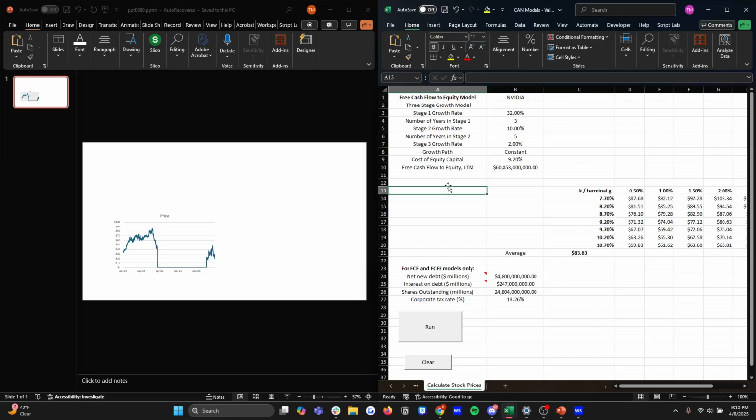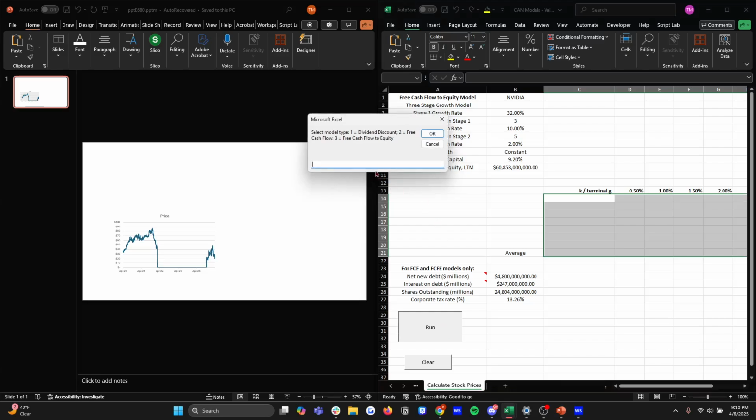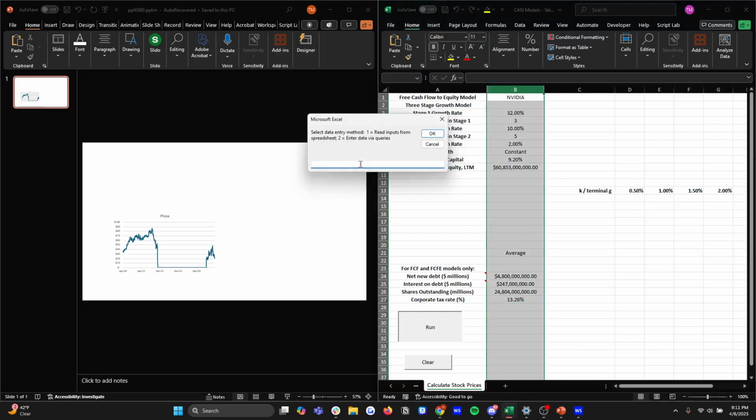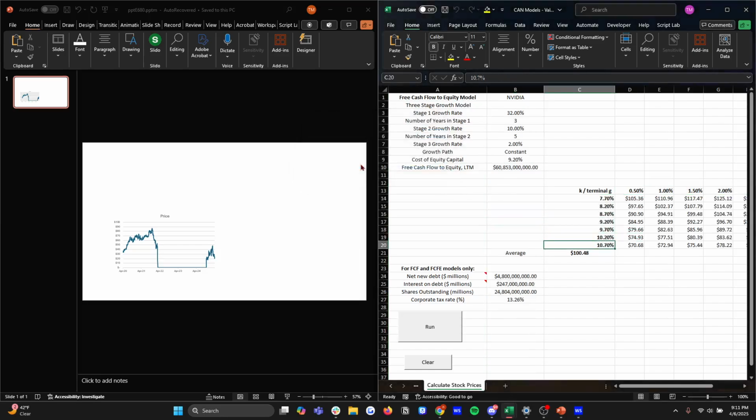All right, so once you're squared away to be able to click run, then it'll ask you, what type of model are you doing? Well, we're doing the free cash flow to equity model, so that's three. And then how many growth stages? We did three growth stages. You probably should have at most two, to be fair. And then we're using constant growth. And then you want it to just read the input from the spreadsheet. And that would give us this as our target price.